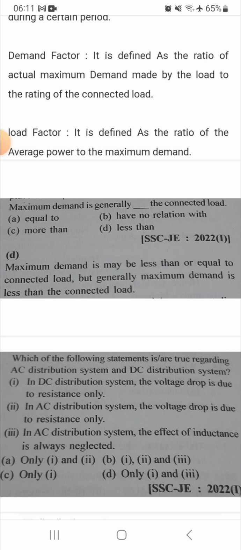Option D. Which of the following statements usually are true? That is the AC distribution system and DC distribution system. Option 1, in DC distribution system the voltage drop is due to the resistance only. In AC distribution system the voltage drop is due to resistance only. In AC distribution system the effect of the inductance is always neglected. Option C, only one is the right answer.